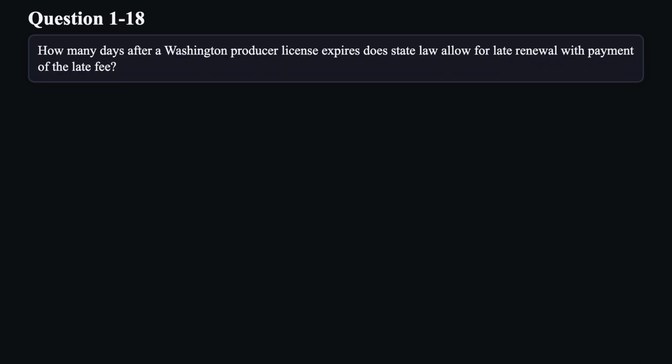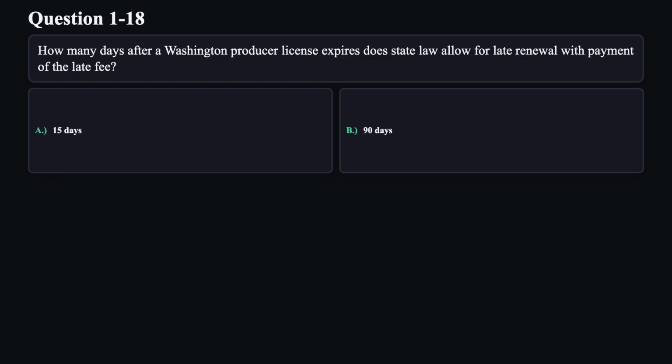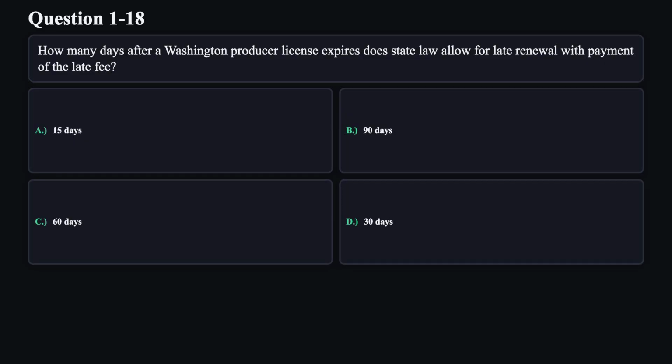Question 18. How many days after a Washington producer license expires does state law allow for late renewal with payment of the late fee? A. 15 days. B. 90 days. C. 60 days. D. 30 days.